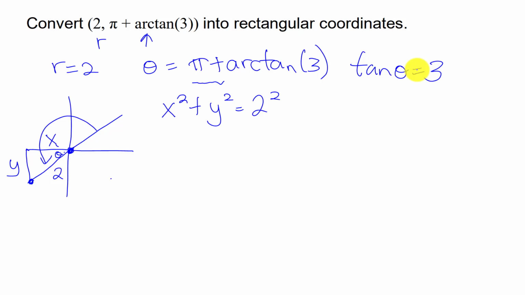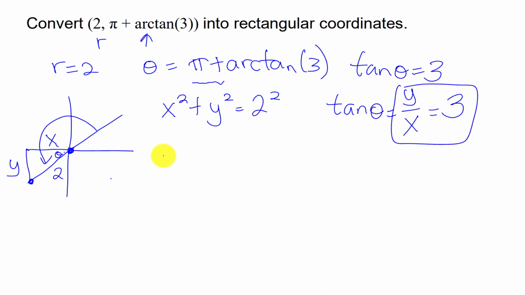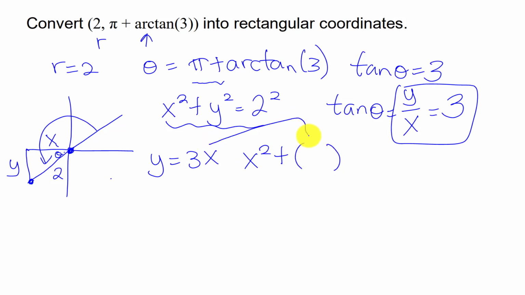Okay, so we know tangent of theta is y over x, opposite over adjacent, and so we know that equals 3. So let's take this one right here and multiply both sides by x. So we will have y equal 3x. And now we're going to use the Pythagorean equation, x squared plus, but right here where the y goes, we're going to put in the 3x. That needs to be squared equals 4.